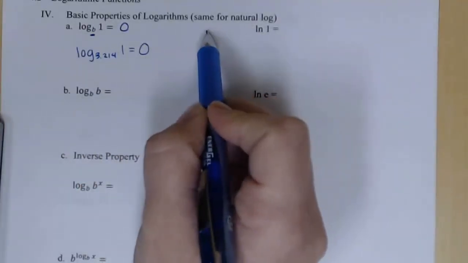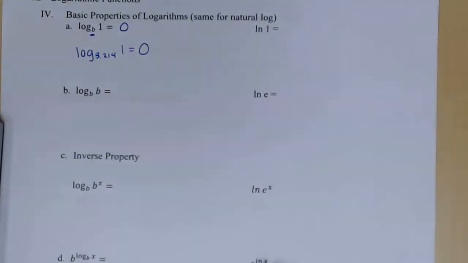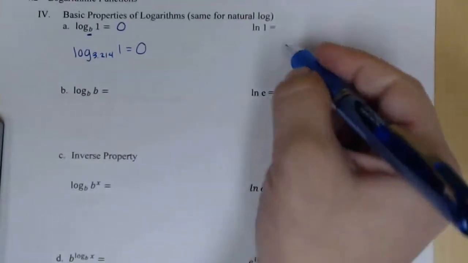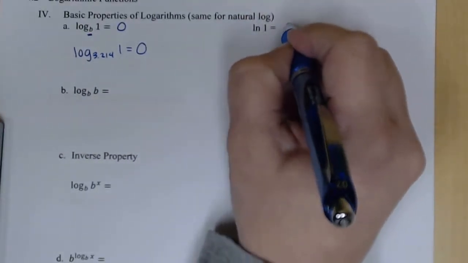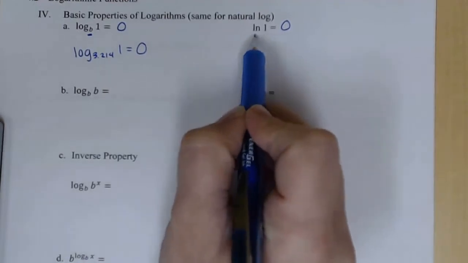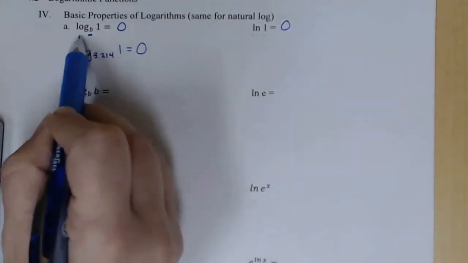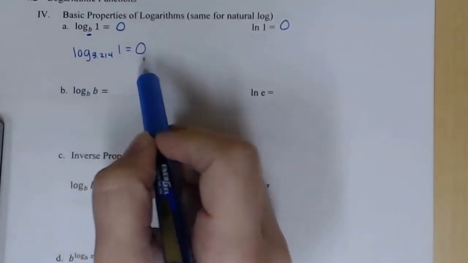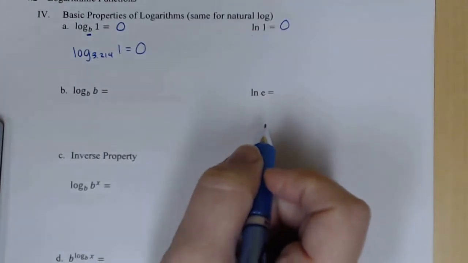The same is going to be true for our natural logs. So going forward, I'm going to do natural logs along the side here. So ln of 1, even with base e, again, is just 0. This one we could check in the calculator. This one we cannot. But nice property and really quick, easy problem for me to put on a test.